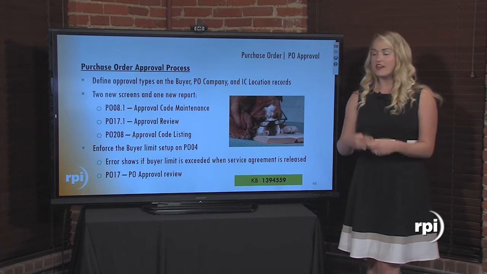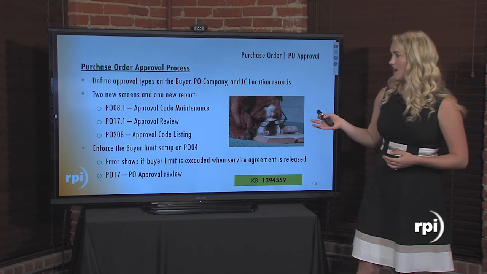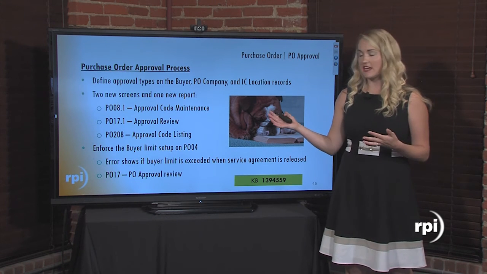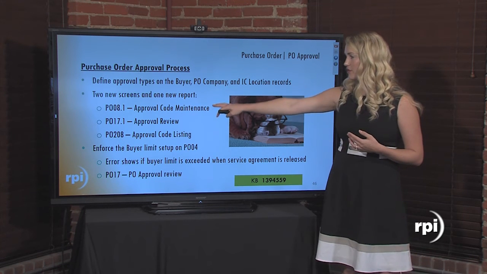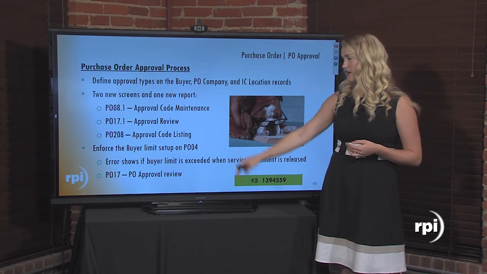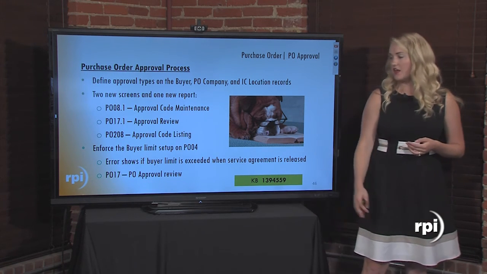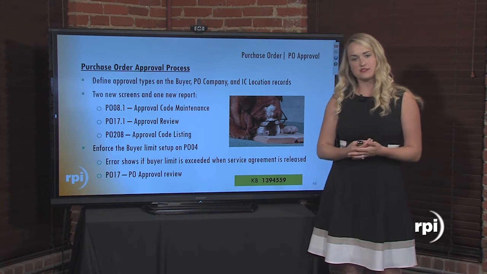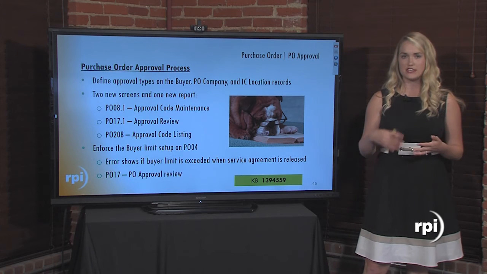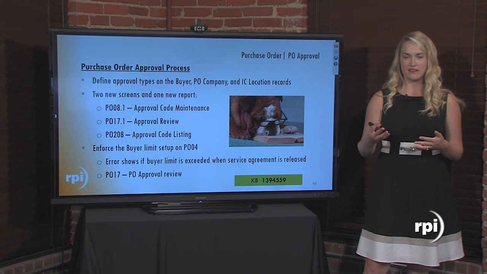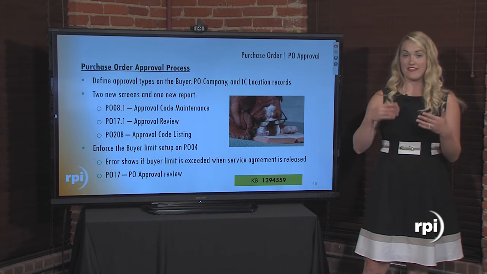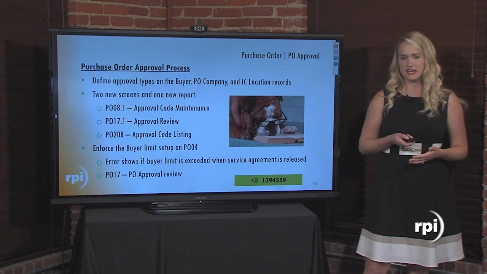All right, on to PO approval process. There are two new screens and one new report. You've got approval code maintenance, approval review, and you've got a listing over there. Biggest thing is they now enforce the buyer limit setup on PO04. So an error now shows if your buyer reaches the limit that they're allowed to order for and approve for. So when that's reached, it now shows that error.